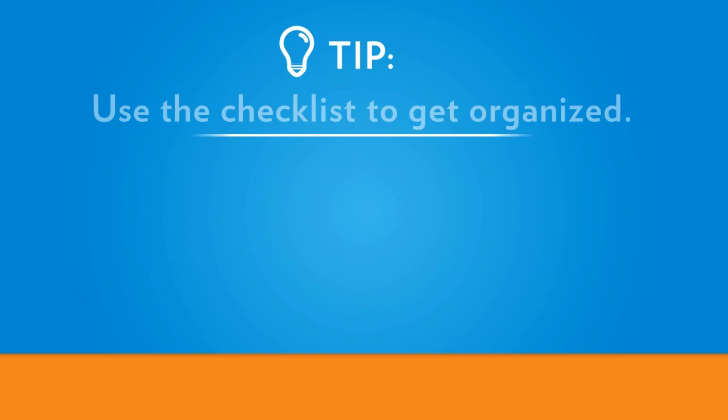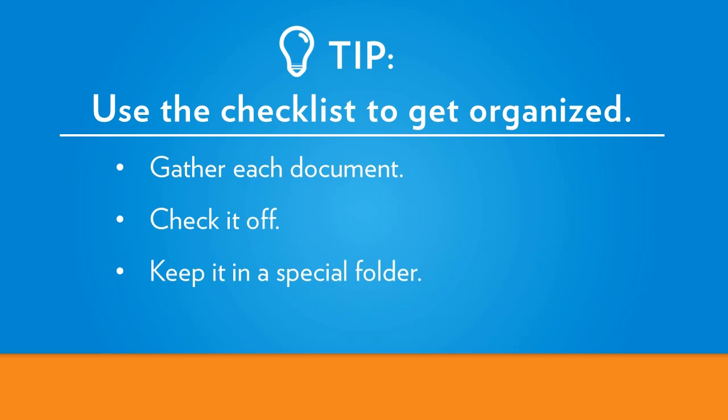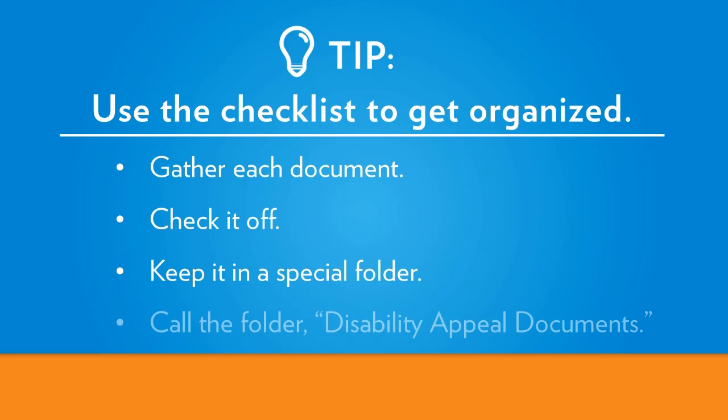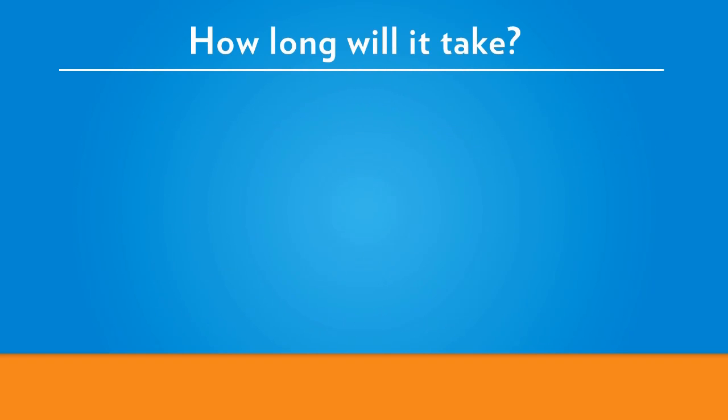Tip: the appeal checklist will help you organize the documents Social Security requires you to complete when filing your appeal. As you collect each item on the list, check it off and place the papers in a folder you create called Disability Documents. You will need all this information in order to complete your online appeal, so make sure you file these documents together. It's important for you to understand how long each stage of the disability process will take. So let's go over each step and what will happen at Social Security.